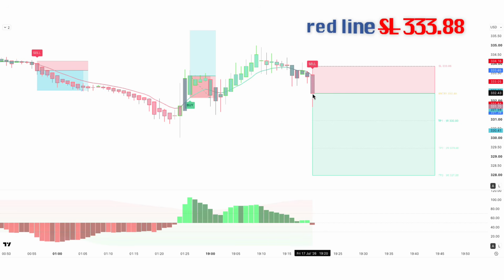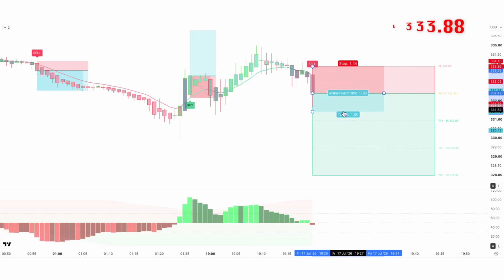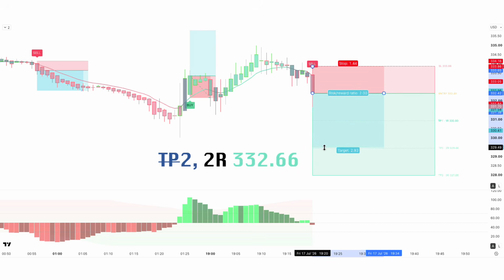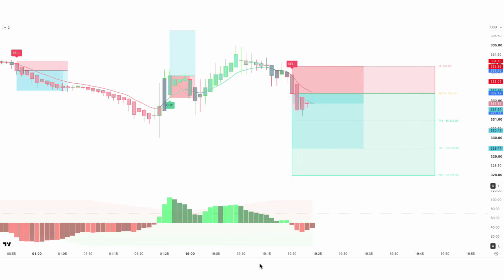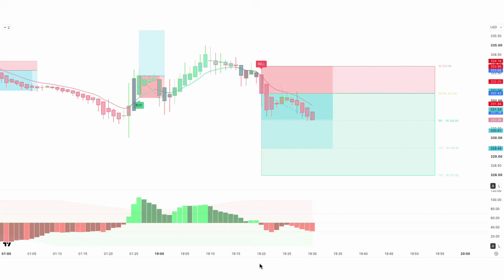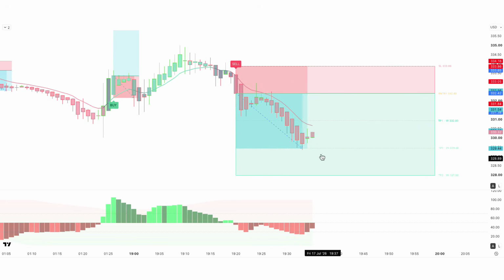332.40. Our stop loss is to be placed at the red line SL 333.8, and the risk to reward ratio will be TP2 2R 332.66. Let's see what happens to our trade. Our trade is running in profit. We have won the trade. Let's find the next trade.